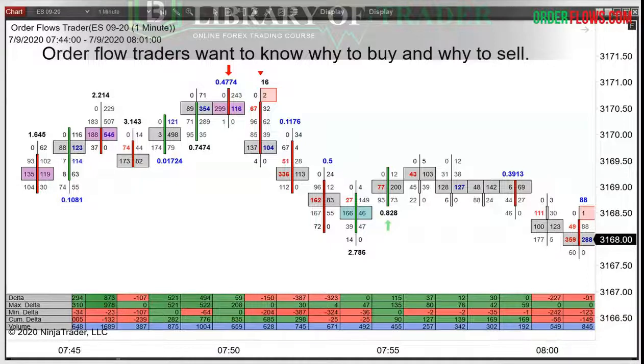And when you look at a volume footprint chart, there's a lot of numbers. And honestly, people get scared of the numbers. But when you understand what you're looking at, then you really understand what's going on in the market. And you can understand where there are great buying opportunities and when there are great selling opportunities.